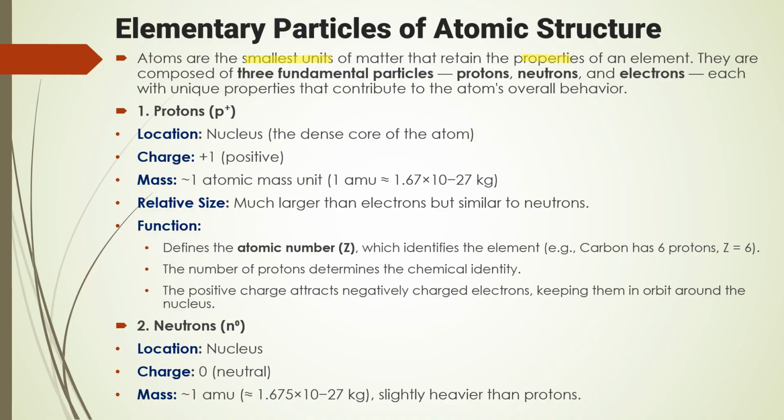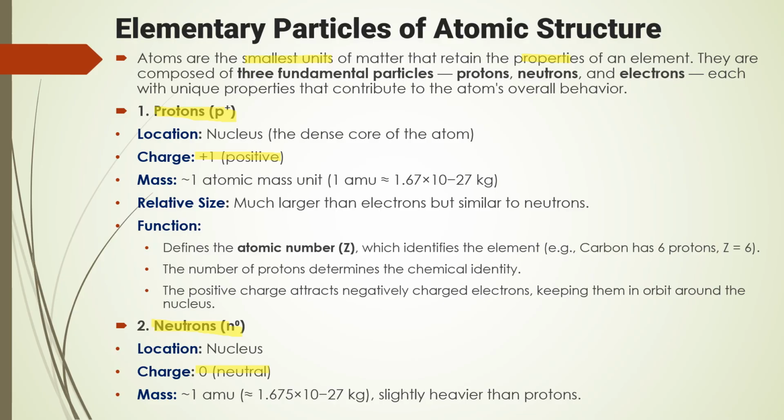Three particles of atomic structure. Atoms are the smallest unit of matter that retain the properties of an element. They are composed of three fundamental particles: proton, neutron, and electron, each with unique properties that contribute to the atom's overall behavior. So the three subatomic particles of an atom are proton, neutron, and electron.